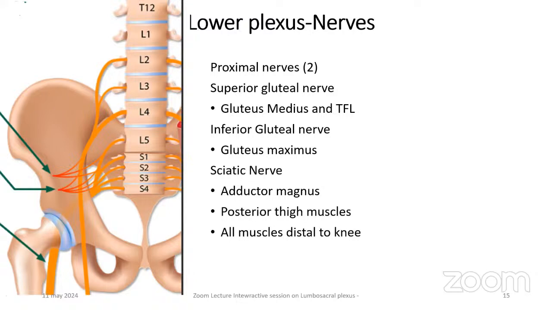The sciatic nerve supplies adductor magnus, posterior thigh muscles, and all muscles distal to knee. The posterior thigh muscles, semitendinosus, semimembranosus, biceps femoris, and distal is all the tibialis anterior, tibialis posterior, peroneus longus, peroneus brevis, flexor hallucis longus, flexor digitorum, extensor hallucis, extensor digitorum, all these muscles are supplied by the sciatic nerve.